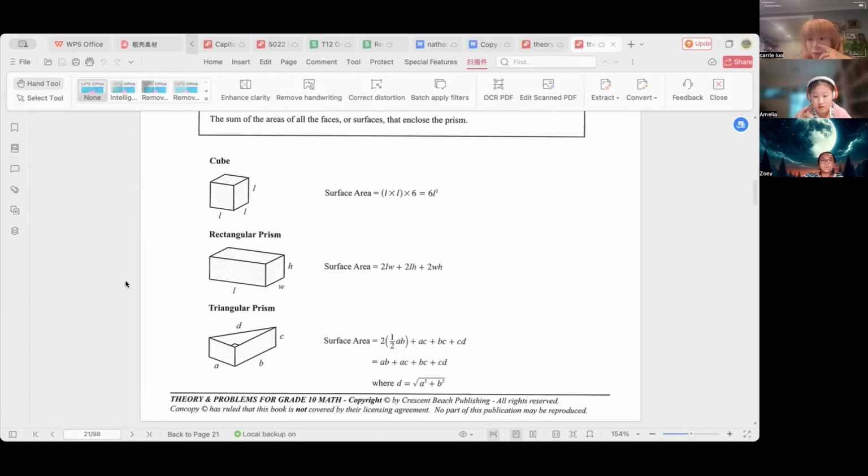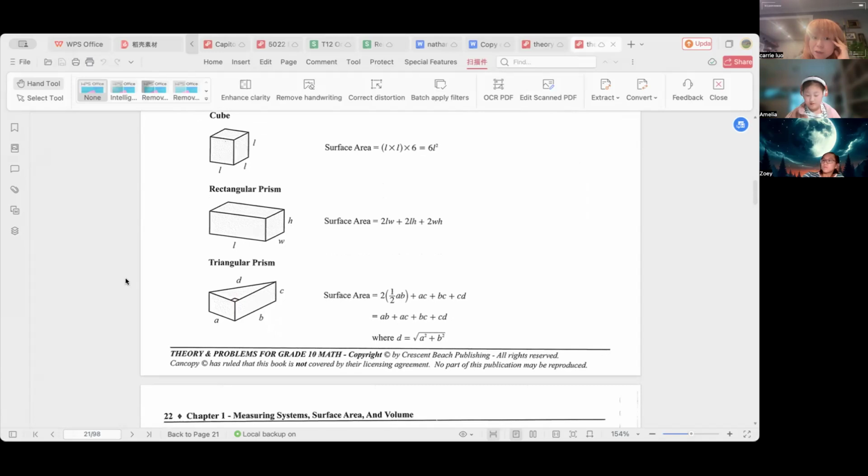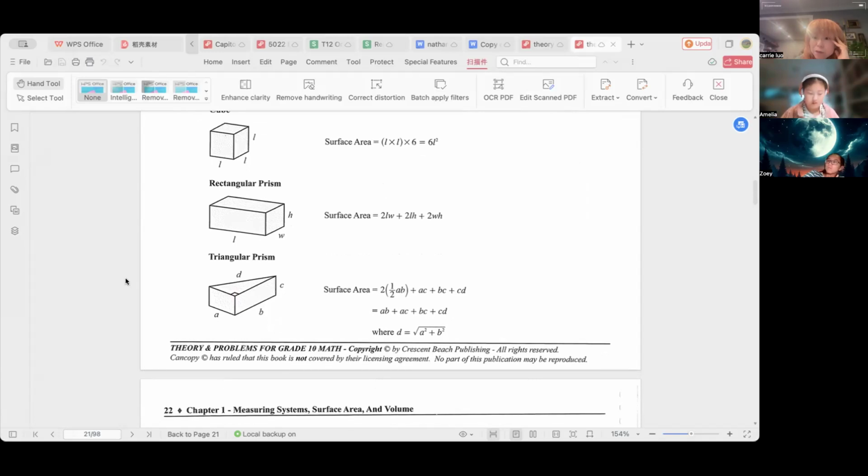So rectangular prism. Amelia and Zoe, if you want to take any notes, you can do it now, okay? Yeah, so let's take a look at this one. The rectangular prism is not like the cube because not every single side is identical. There are 3 sets that are the same. Okay, so the front and the back, the left and the right side, and the top and bottom.